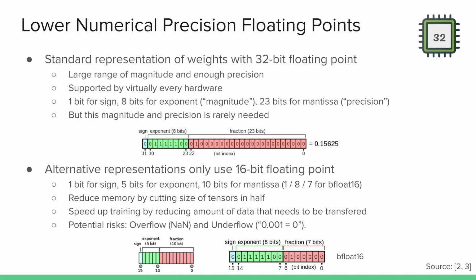What happens now is that you reduce the memory by cutting it in half. All of your tensors now only have half of the size, and then you can put 2 tensors next to each other on your hardware and do 2 operations at the same time. So you're speeding up your training significantly by reducing it to 16-bit, because you're reducing the amount of data that needs to be transferred, and you can parallelize the operations that are being operated on those data if you do it in a good way.